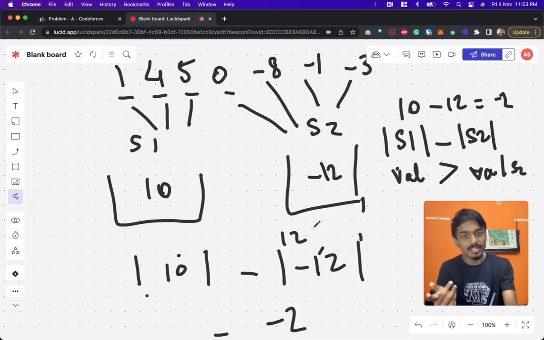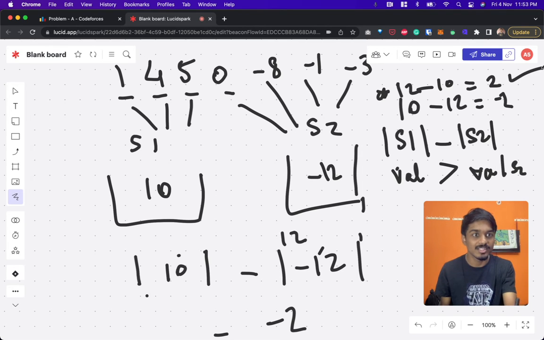But what if I put negative numbers in S1 and positive numbers in S2? It becomes -12. Taking the mod, -12 becomes 12, and 12 minus 10 is 2. So out of two possibilities, we have to put negative numbers in the first bucket and positive numbers in the second bucket.